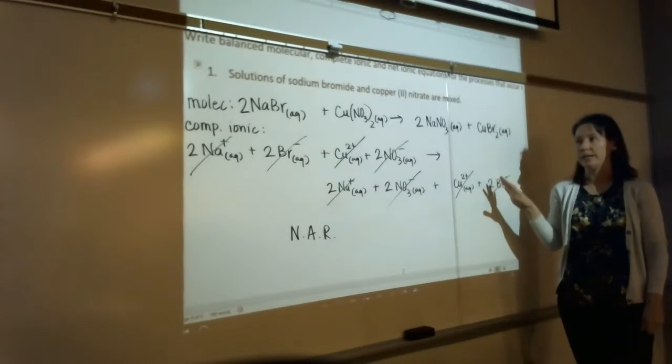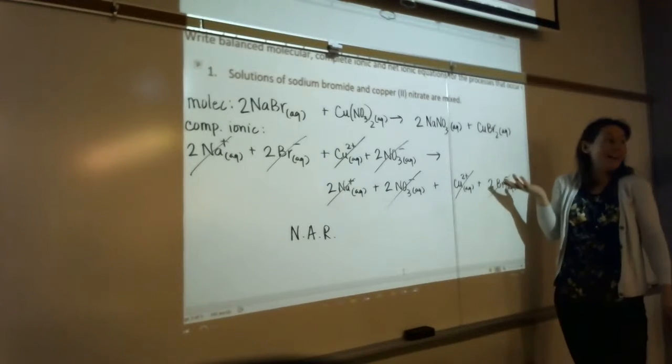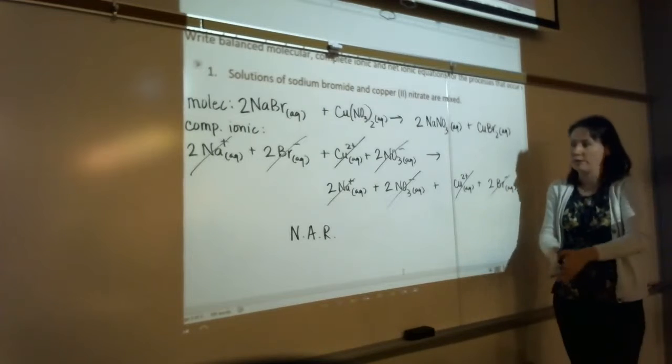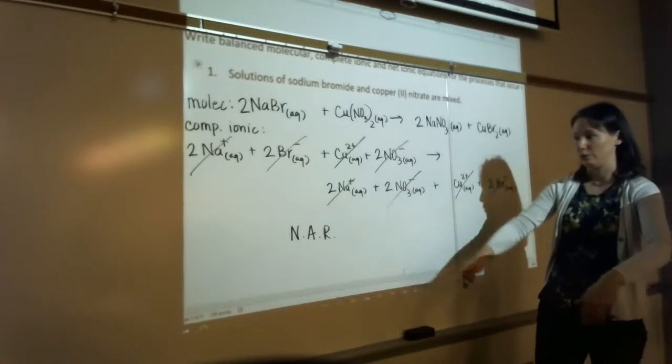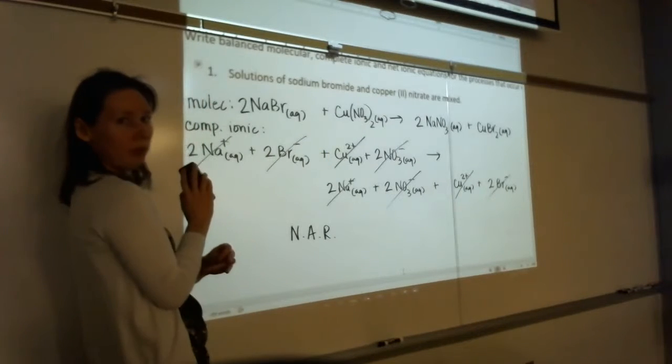Does everyone understand how NAR works? There's nothing to write a net ionic equation for. You can't. It's impossible because everything gets canceled out at step 2. Everything's a spectator. Am I okay to erase the board? Yes?